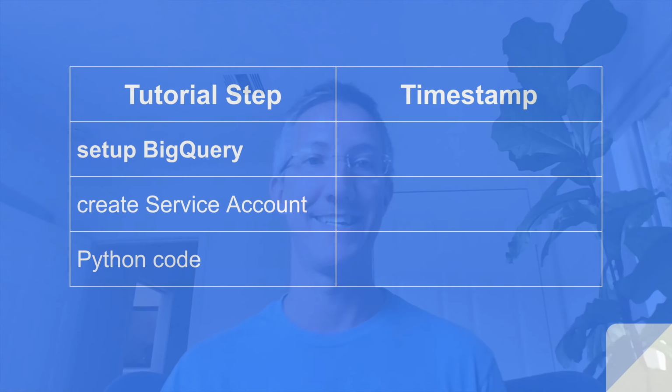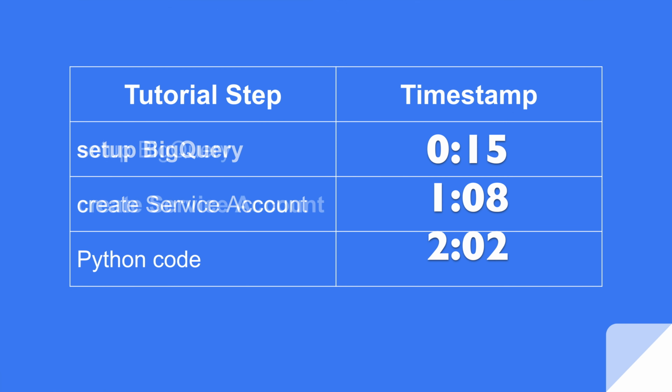Hi, I'm Ryan. I'm going to show you a very simple way to use Python to write directly to BigQuery. If you want to jump ahead, here are the timestamps. First, we're going to set up BigQuery in Google Cloud. Then we'll create a service account for our script, and then we're going to write the Python script itself.